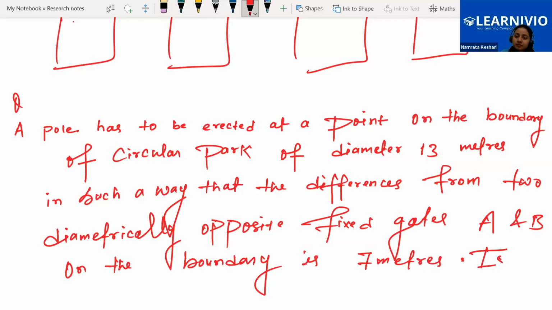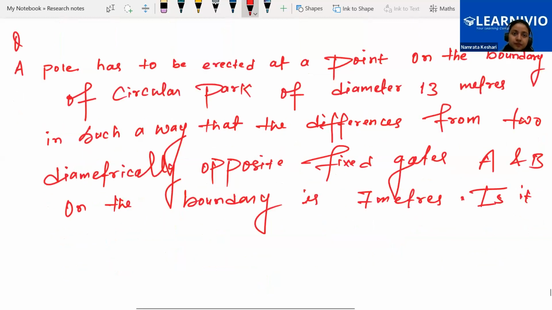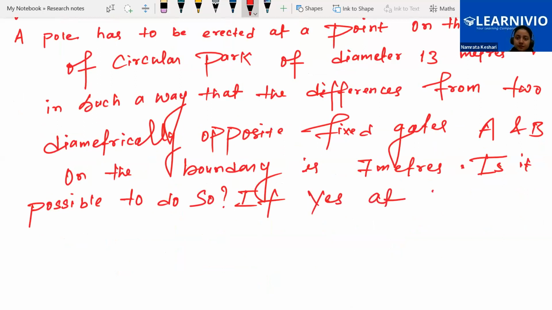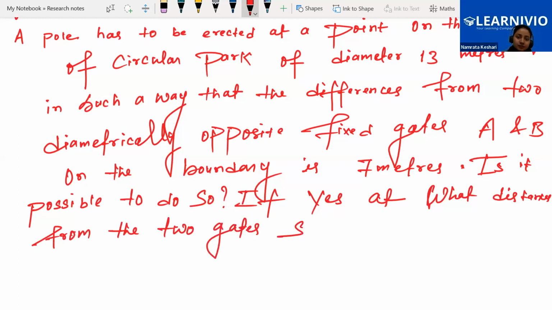Is it possible to do so? If yes, at what distances from the two gates should the pole be erected? Okay, this is what we are having as a question.